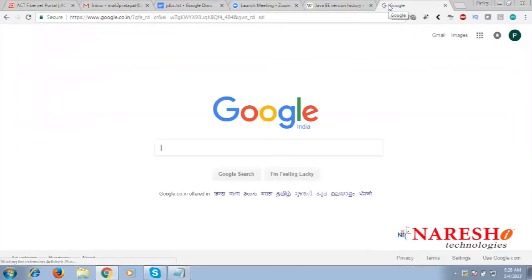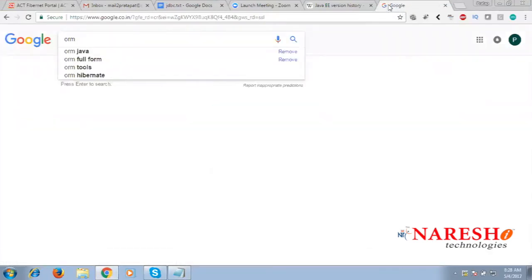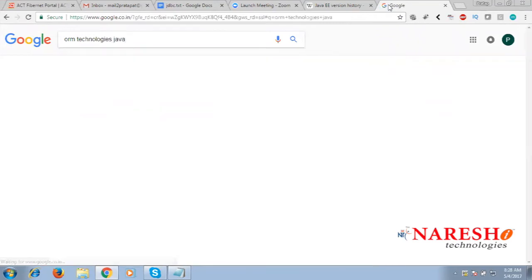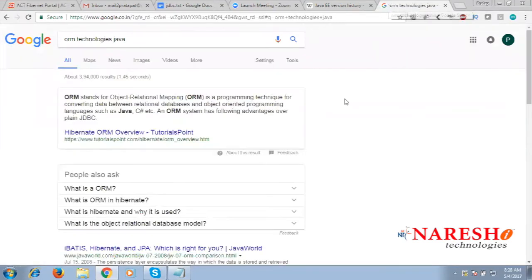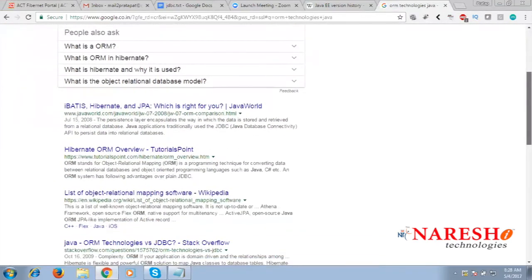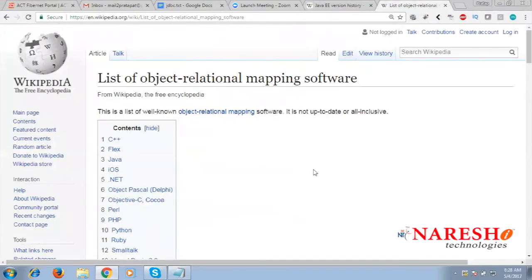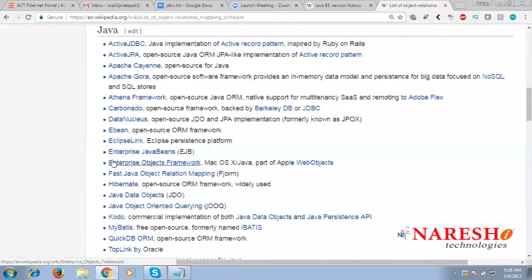you'll find a big list, like ORM technologies, Java, something like that. Basically, go for Wikipedia if you're looking for any clue there. Not Tutorialspoint, nothing. Yes, the list of object-relational mapping software, if you look at the Java platform. Particularly on the Java platform, these are the bunch of ORM frameworks. And you can find here the Hibernate one.